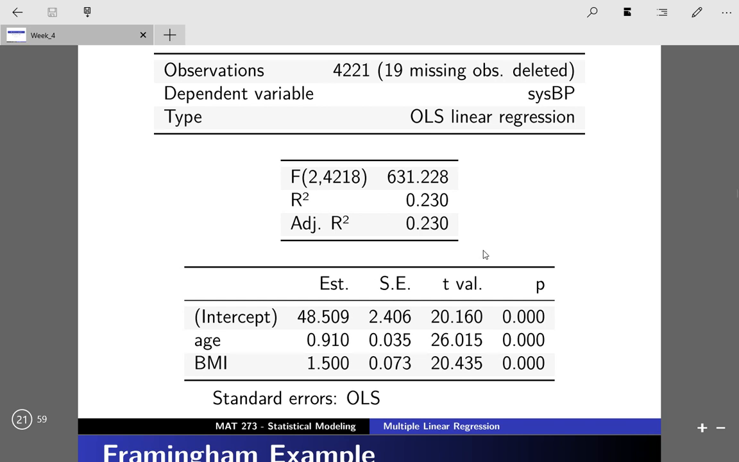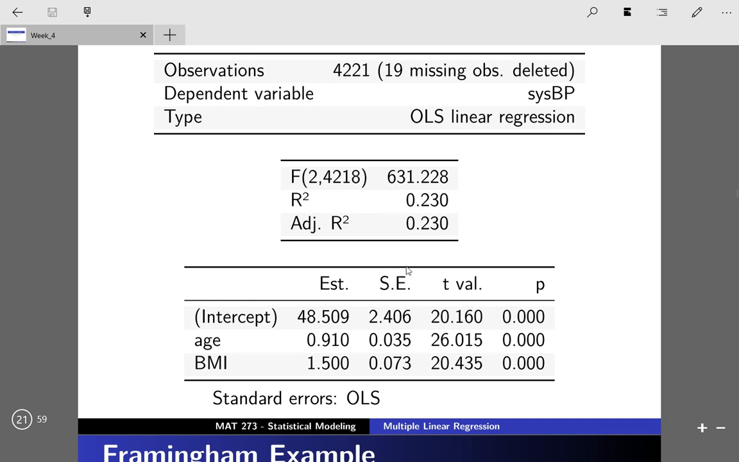So looking at the regression output here, we can see that the coefficients for age and BMI are positive, which is supporting what we saw in the plots, that there appeared to be a positive linear relationship between each of age and BMI and blood pressure. And here again is the number of observations, N. So here it's 4,221. Here is our R squared, or coefficient of multiple determination, they call it. And we'll interpret that in a bit.